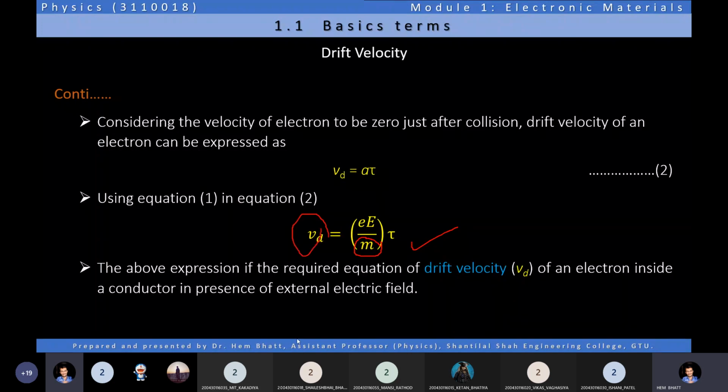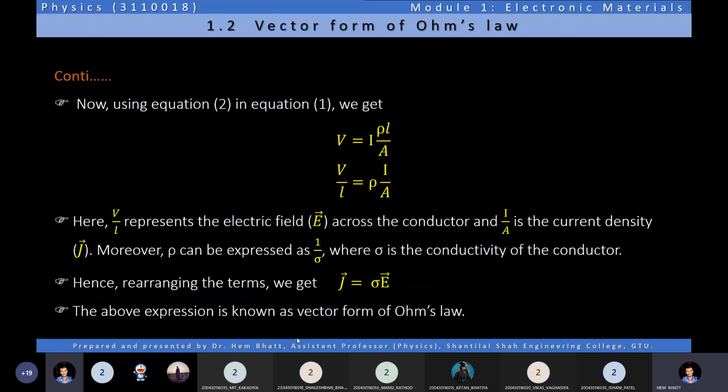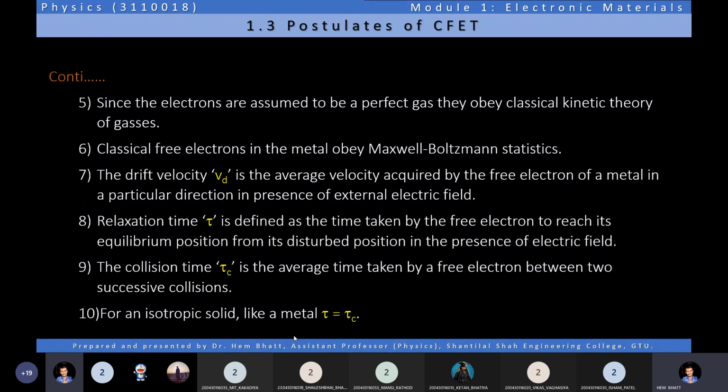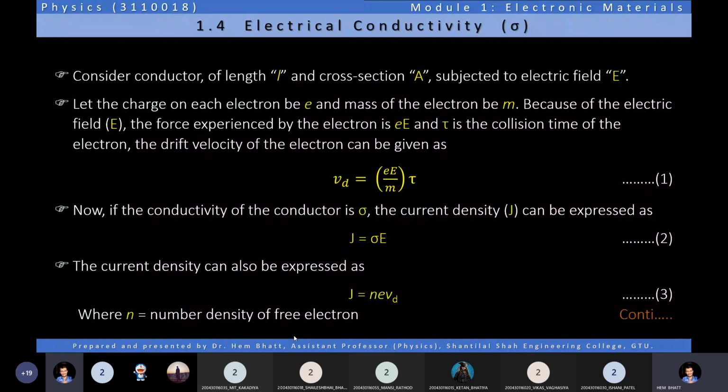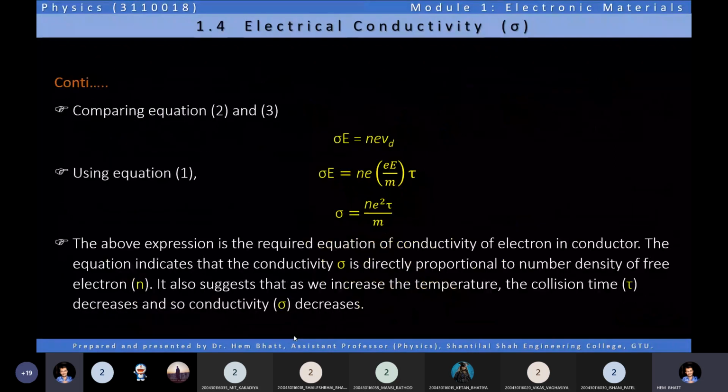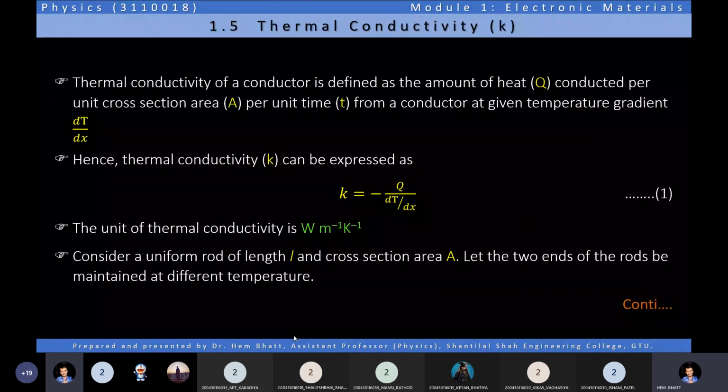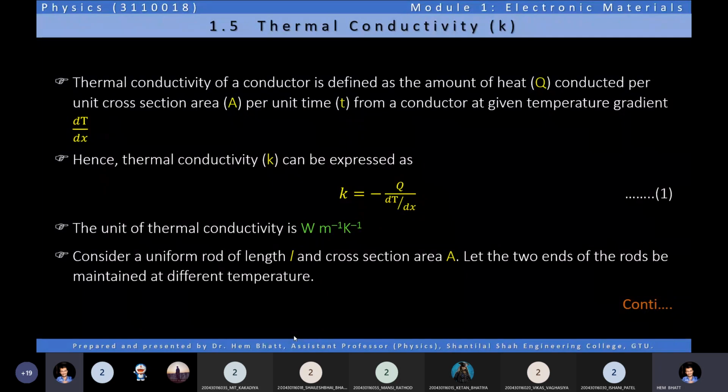Today we'll go one step further in our understanding. This is the vector form of Ohm's law. Then we had 10 postulates of classical free electron theory. Then electrical conductivity, and then thermal conductivity.